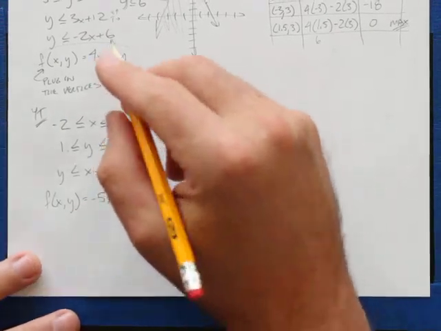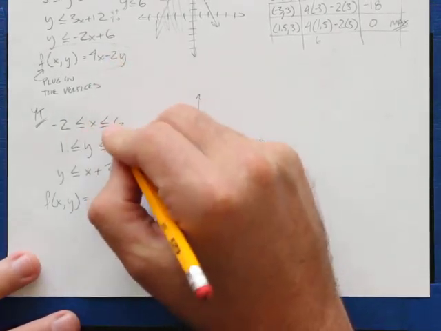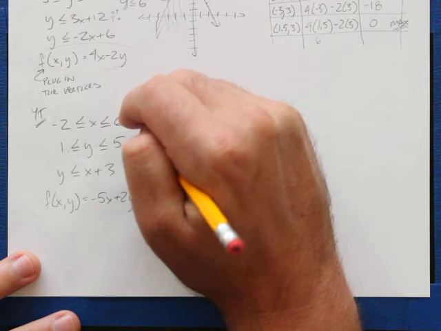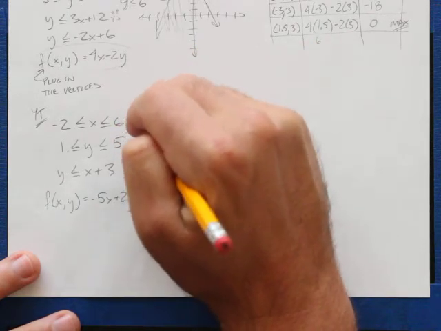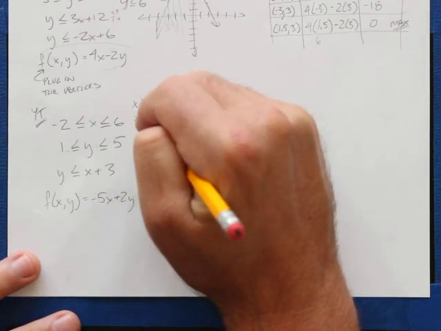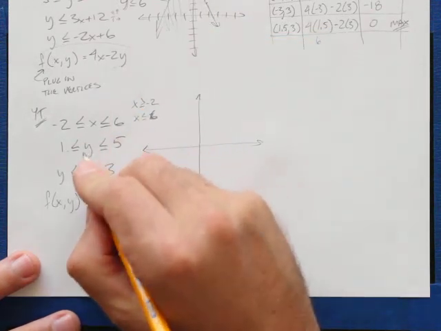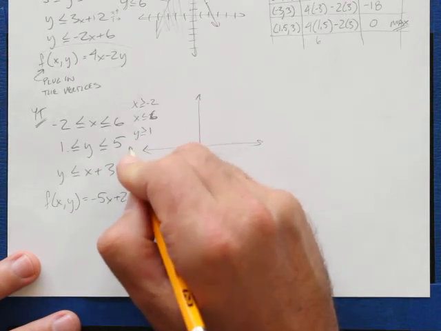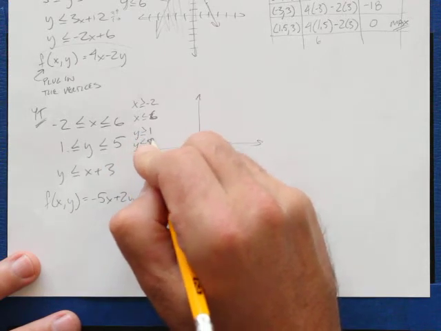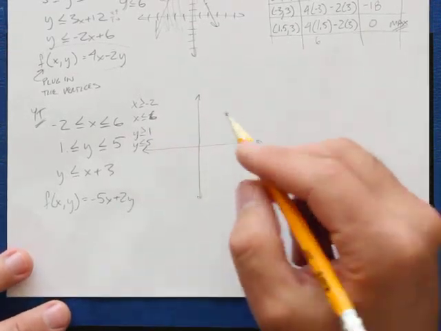All right. Let's see how you did. So let's break this up into 2 inequalities. So one should be x is greater than or equal to negative 2, and the other one is x is less than or equal to 6. And then let's break this one up. Y is greater than or equal to 1, and y is less than or equal to 5. Okay, so I'm just going to graph these.